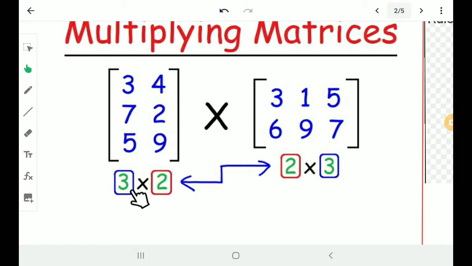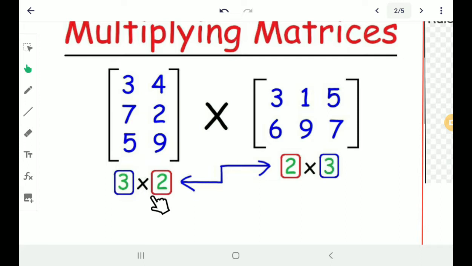So if we look at the order of this matrix, the order of this matrix is a 3 by 2 matrix. So we have 1, 2, 3 rows and 2 columns. So a 3 by 2 matrix. This matrix here is a 1, 2 by 1, 2, 3. A 2 by 3 matrix.